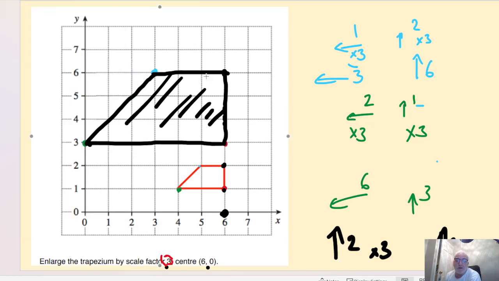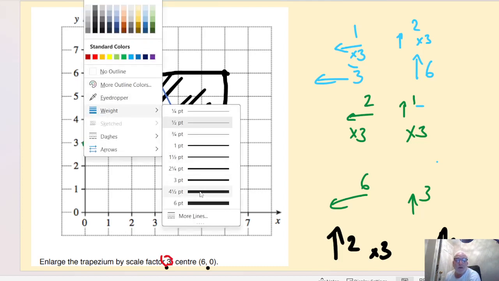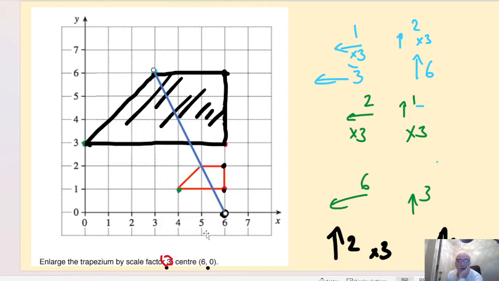Okay, and I'm just going to go from this centre point here, drag it through to the centre of enlargement, at the bottom there. Let's make it a little bit thicker so we can see the line a little bit clearer.